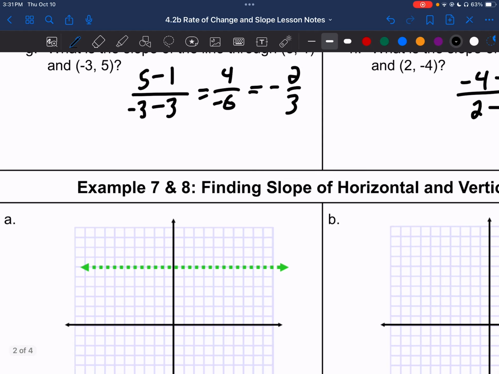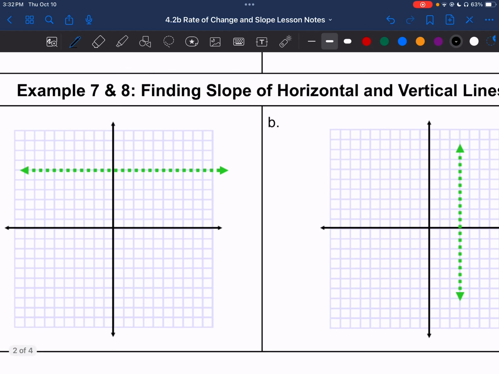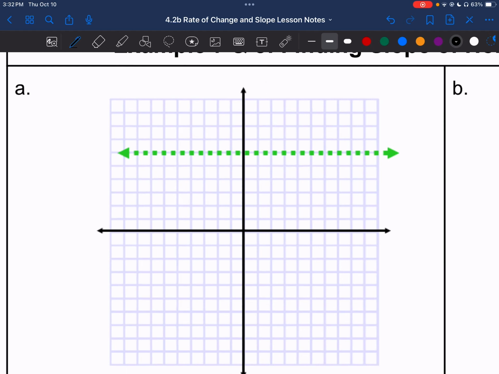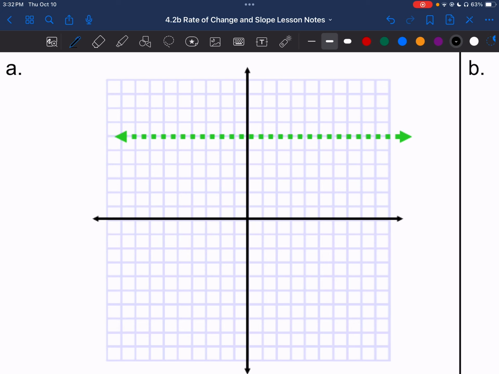Now, examples 7 and 8 are finding the slope of horizontal and vertical lines. So letter A, we have a line here that's horizontal. I'm going to just pick 2 points. I'm going to pick that point and that point. So -1, 2, 3, 4, -4, and we are up 1, 2, 3, 4, 5, 6. So we have (-4, 6), and we have 1, 2, 3, 4, 5. So we have (5, 6).